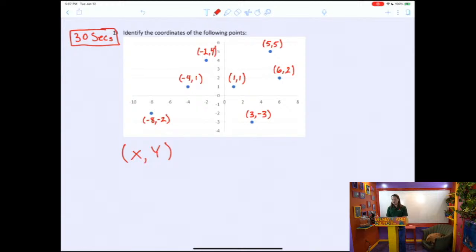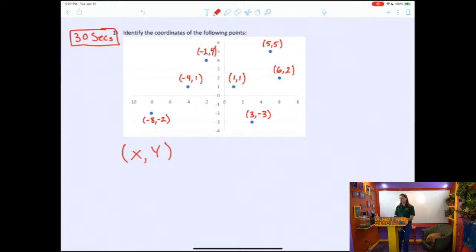Moving right, then we're going to have (-4, 1), because from the origin we go left 4, up 1. That third point from the left is going to be (-2, 4), because we're going to go left 2, up 4.